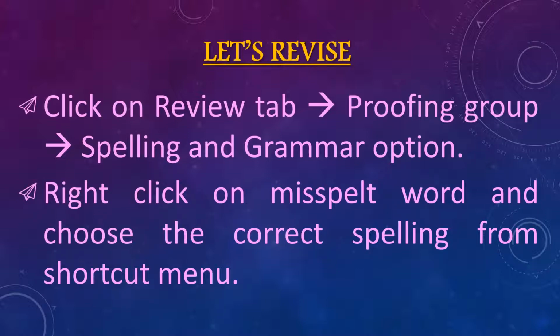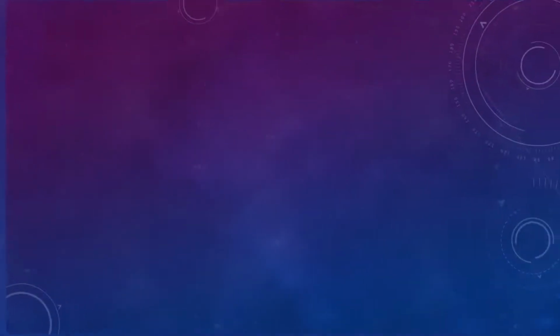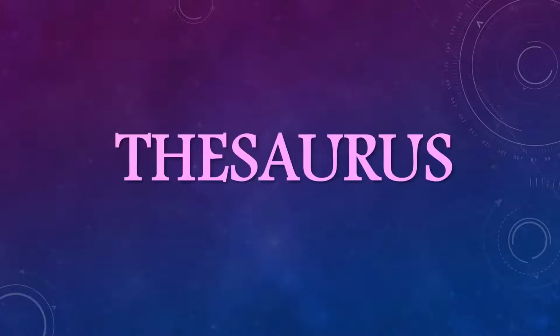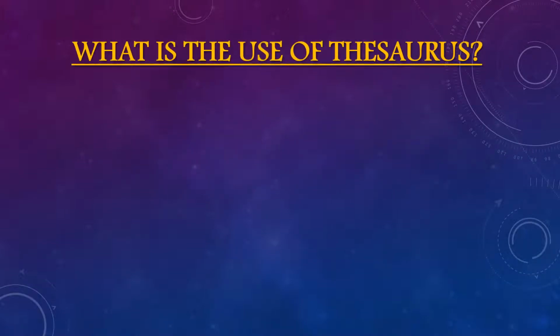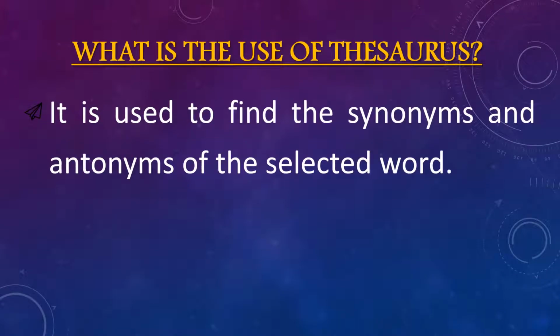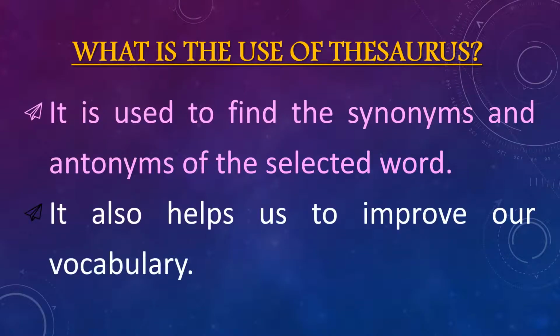Okay, now let's continue with the next feature, that is thesaurus. What is the use of thesaurus? Thesaurus is used to find the synonyms and antonyms of the selected word. Synonyms means the words with the similar meaning, and antonyms means the opposite words. That means thesaurus also helps us to improve our vocabulary.